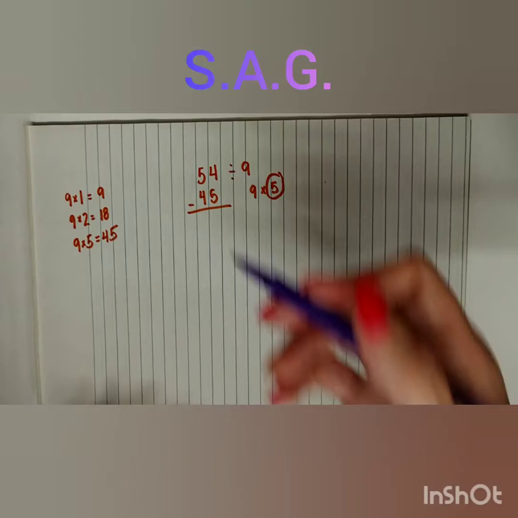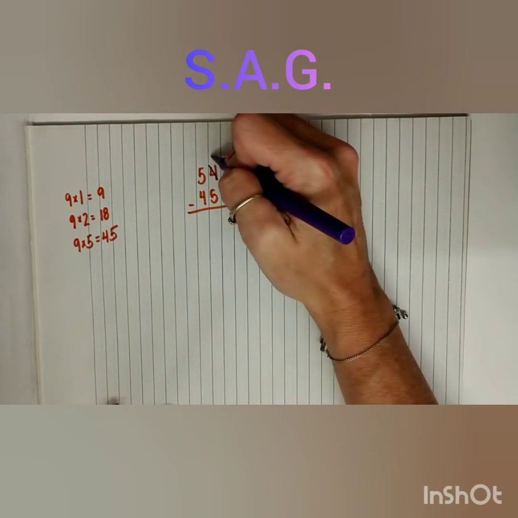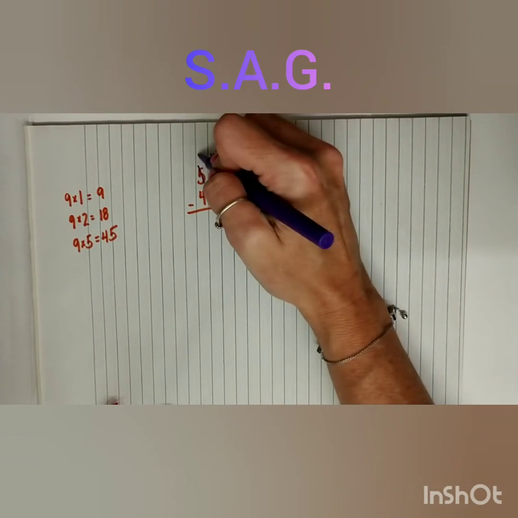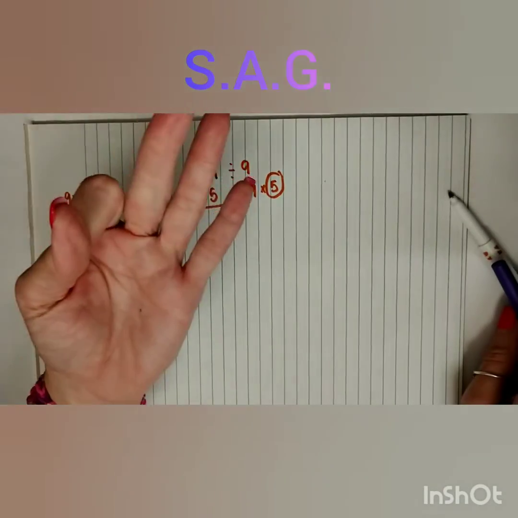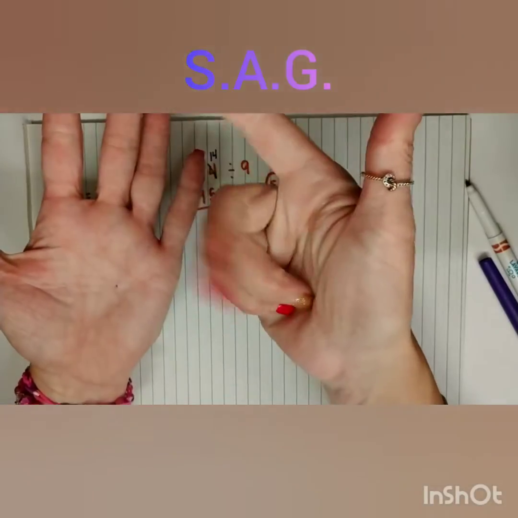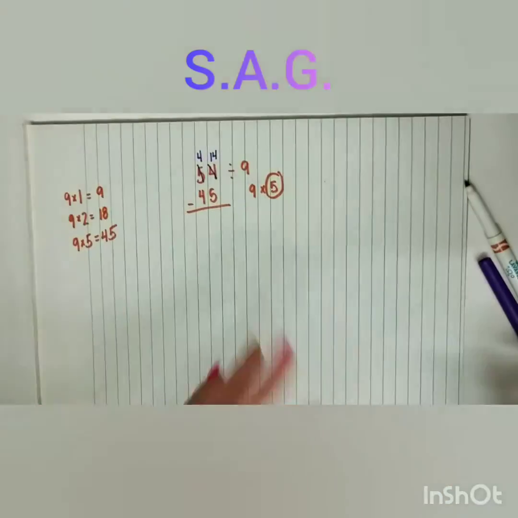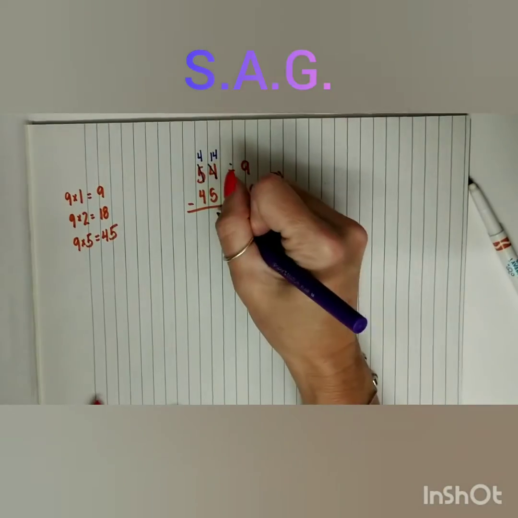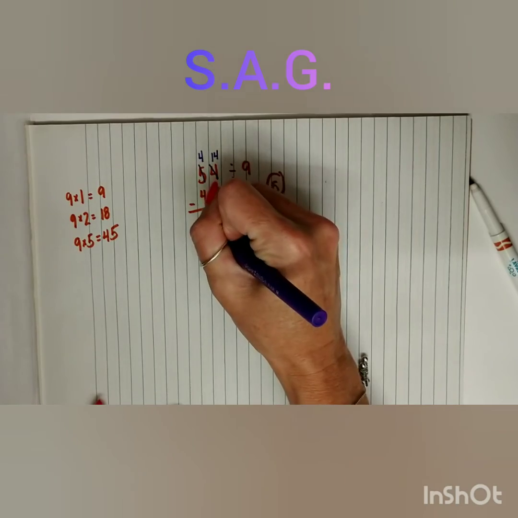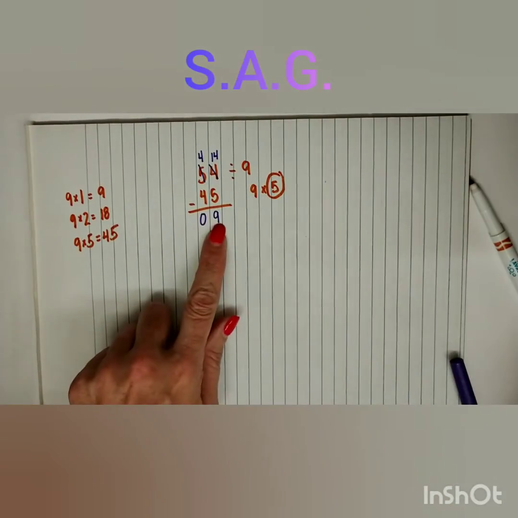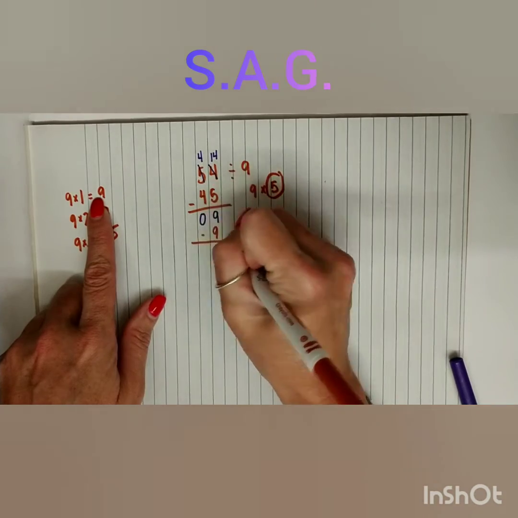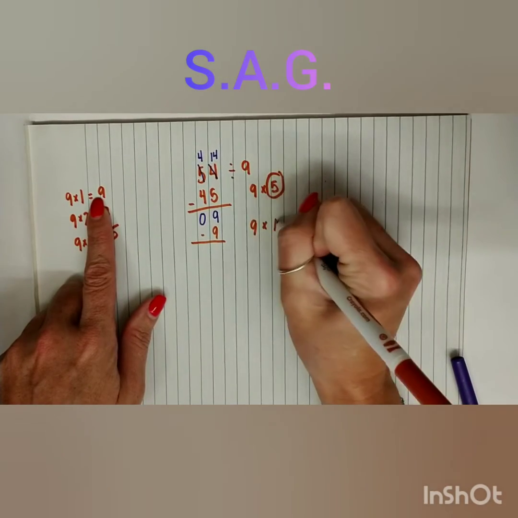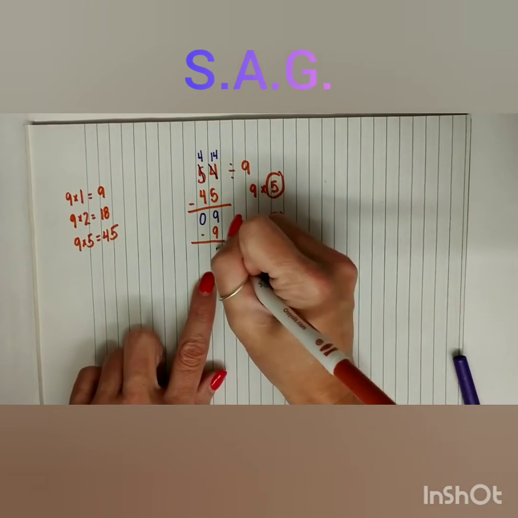So I can't take 5 from 4, I have to regroup. This becomes 14, this becomes 4. 14 minus 5, well, that's 6, 7, 8, 9, 10, 11, 12, 13, 14. So it is 9. And 4 minus 4 is 0. And so now I have 9. I can subtract out 9. That's 9 times 1. 9 minus 9 is 0.